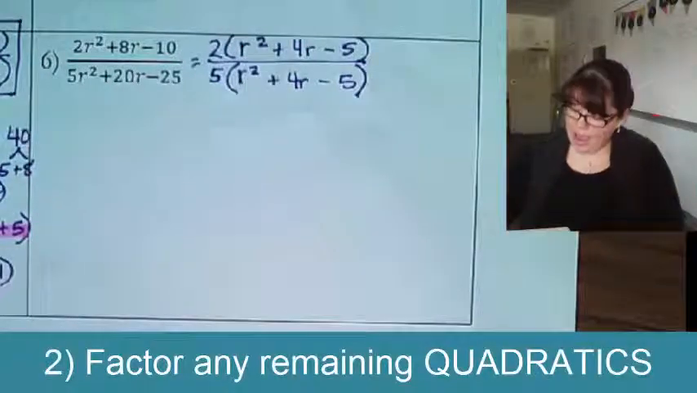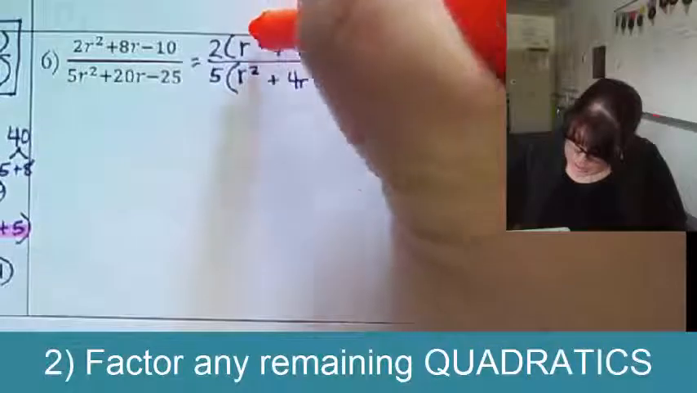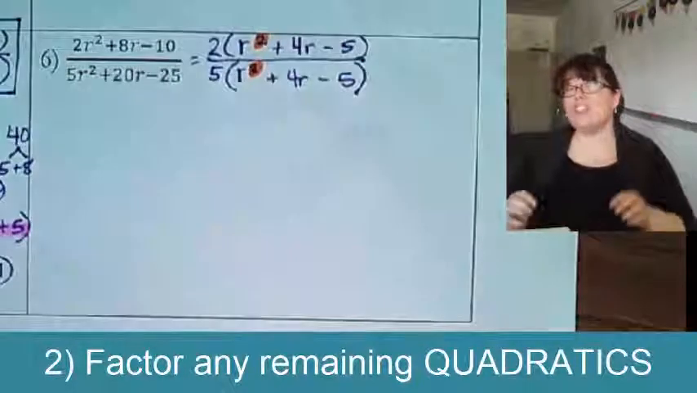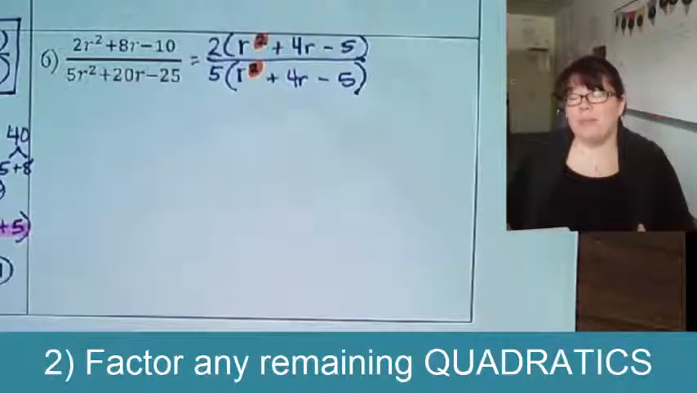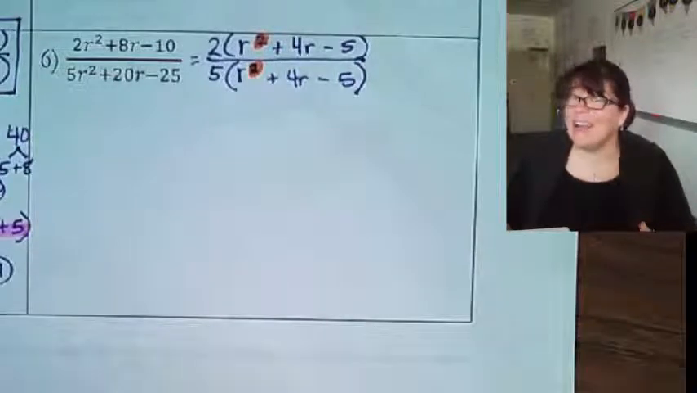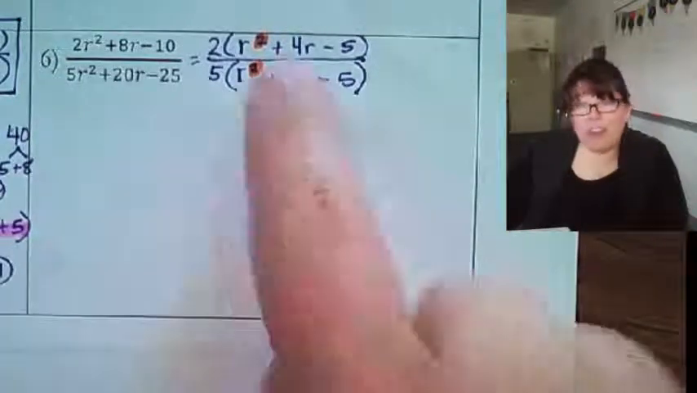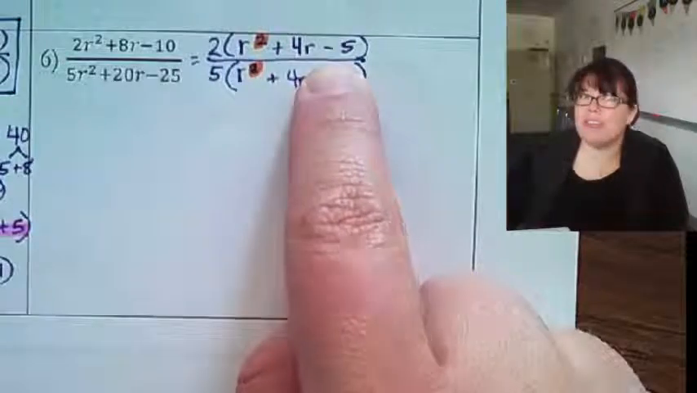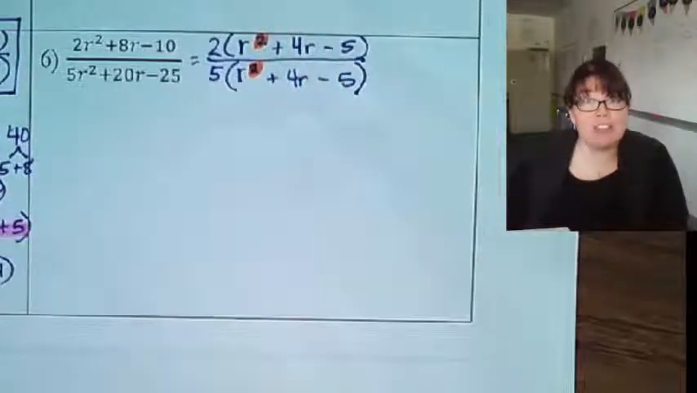Now, after you factor out your greatest common factor, the next step is to factor any quadratics that you have. And we do have quadratics. We have a quadratic here, and we have a quadratic here. So we should need to factor those. But do you notice something? I hope you do. This quadratic in the numerator is exactly the same as the quadratic in the denominator.